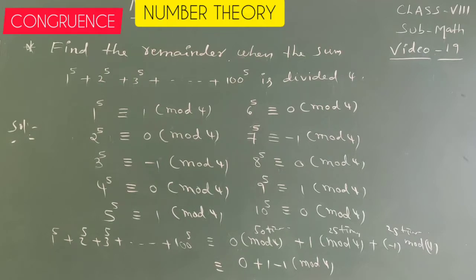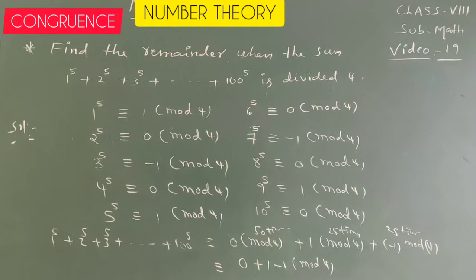Here they asked: 1 power 5, 2 power 5, 3 power 5, and so on up to 100 power 5, divided by 4, then find the remainder. So 1 power 5 is 1 only; a^5 is congruent to a mod M like that. For 2 power 5, 6 power 5, 4 power 5, for even numbers you will get 0 as the remainder when divided by 4.